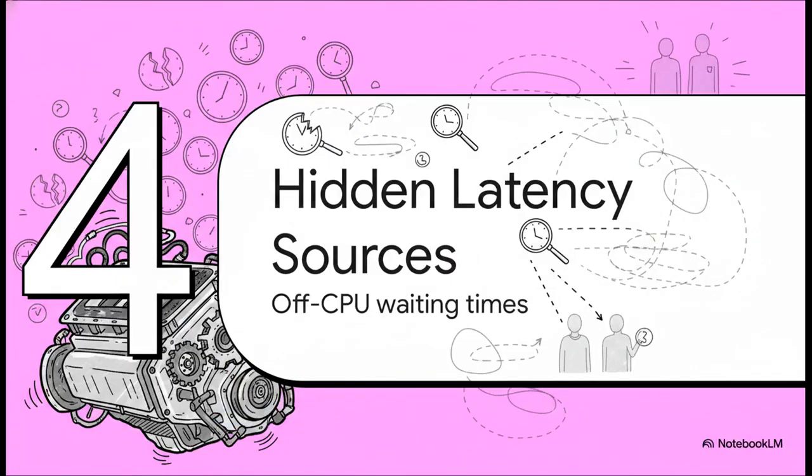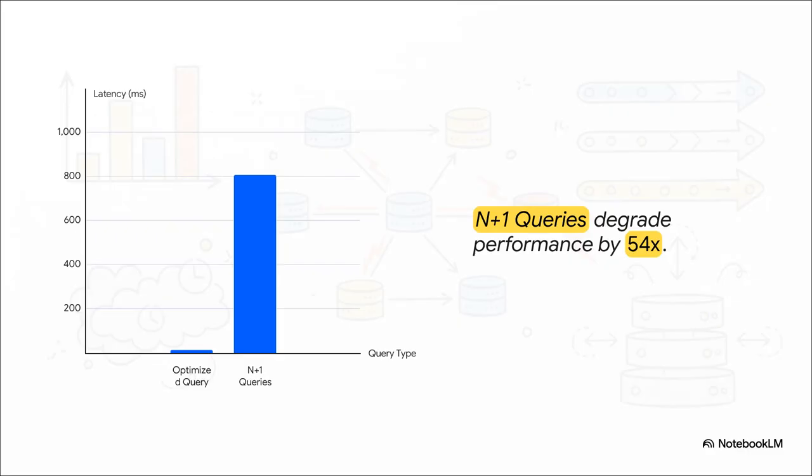Okay, Section 4, hidden sources of latency. Like any good post-mortem, let's look under the hood at the hidden off-CPU wait times dragging us down. And this brilliantly illustrates one of the classic latency killers, the N+1 query problem. When you have a perfectly optimized database query, it might take a swift 15 milliseconds. But if you accidentally fetch an initial list and then loop through it sequentially, your latency rockets up to 808 milliseconds.